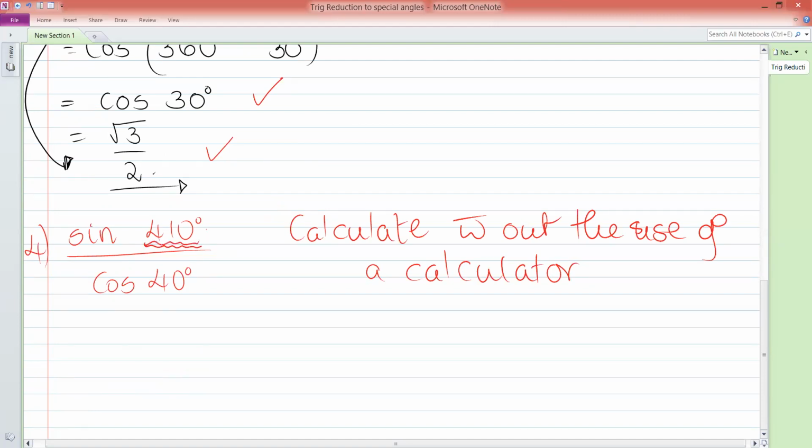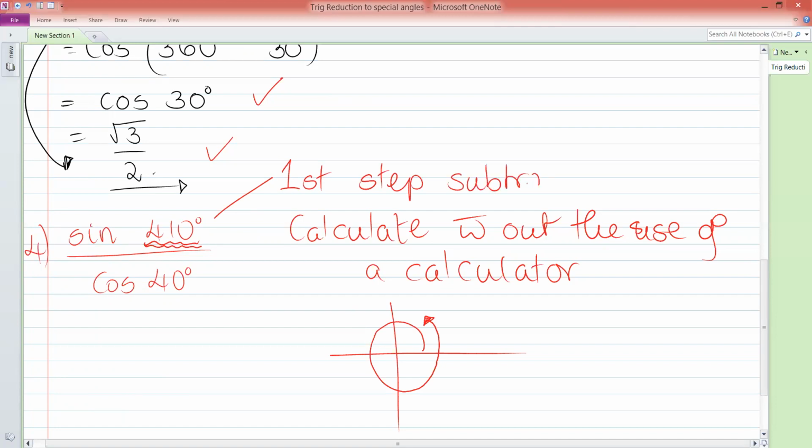410, right? Now, what this means is they have completed a full revolution, which is 360, and they've come back up to 410. So whenever you have a value bigger than 360, the first step with these ones, first step, subtract, okay? Subtract 360. That's your first step with that one.